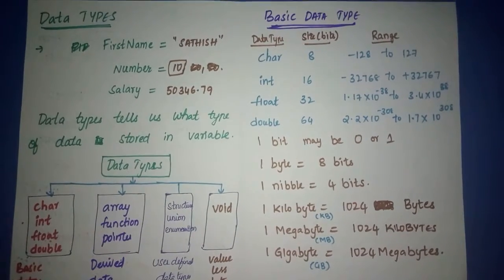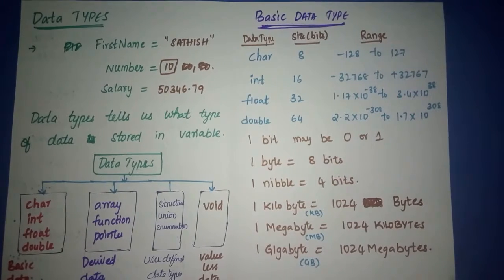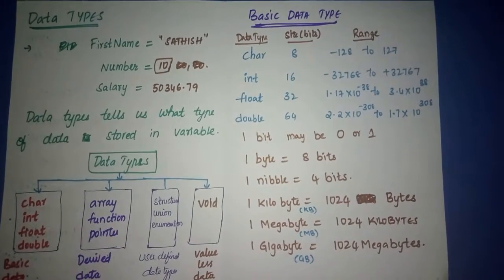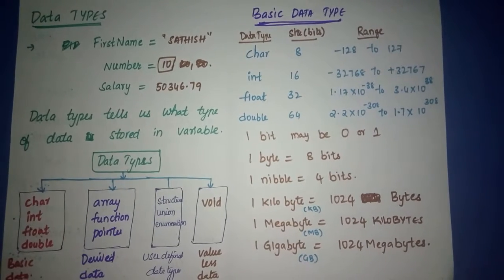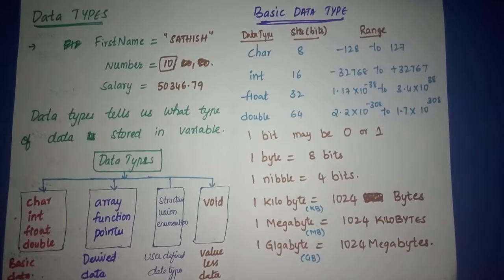So in the previous video we learned what is a variable. In the variable we will store a value, but what type of value are we going to store? That will be explained by a data type. So what is a data type? A data type tells us what type of data is stored in a variable.